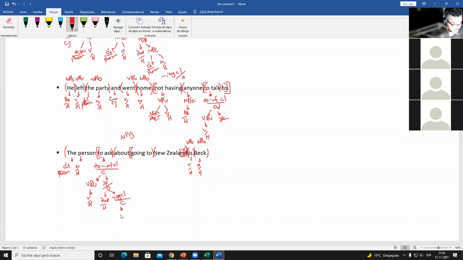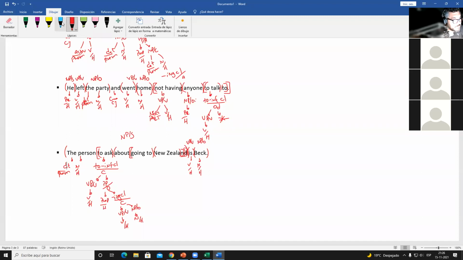And inside of that, I have the verb phrase, the verb going to. Going to is one single verb, verb head. Where? New Zealand, right? This is a noun phrase object. New Zealand is one single lexeme, noun head.